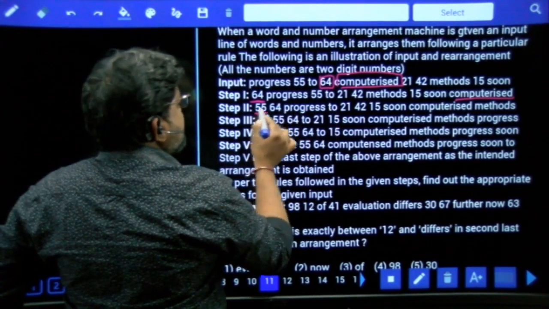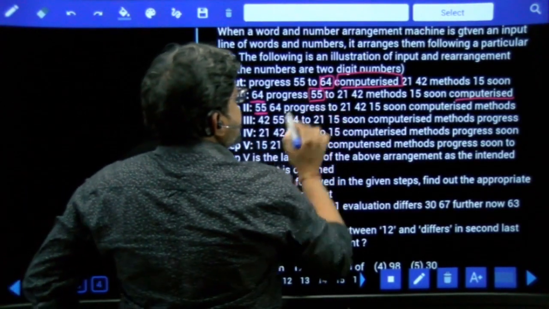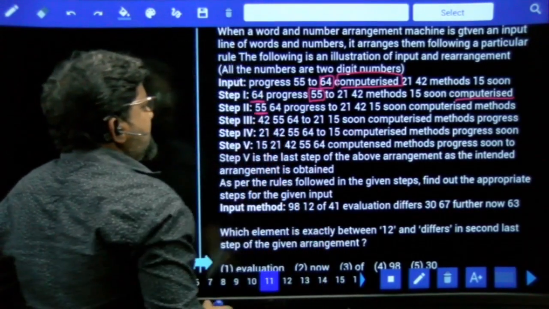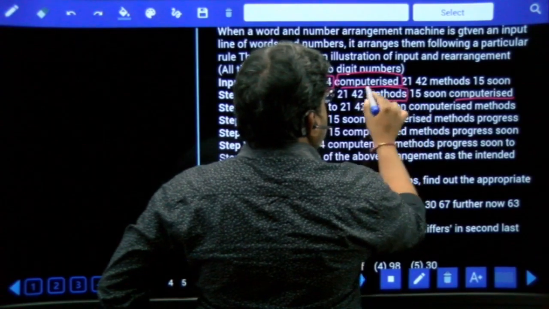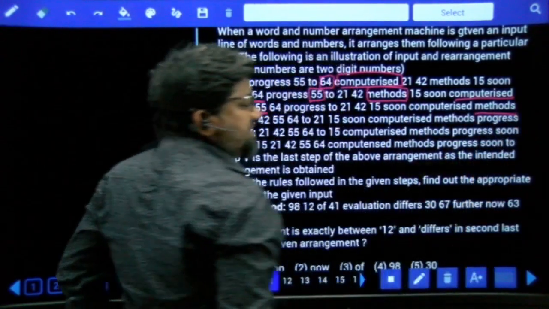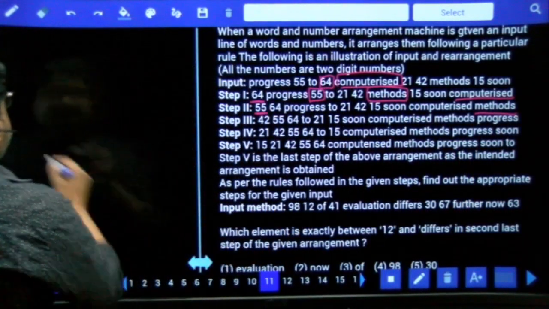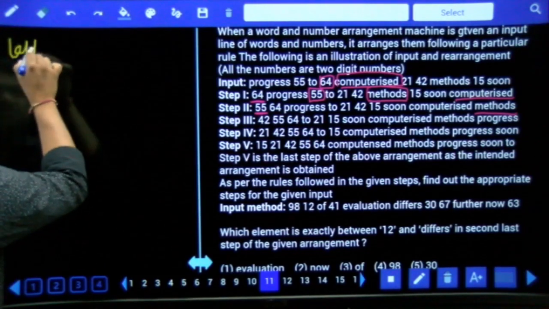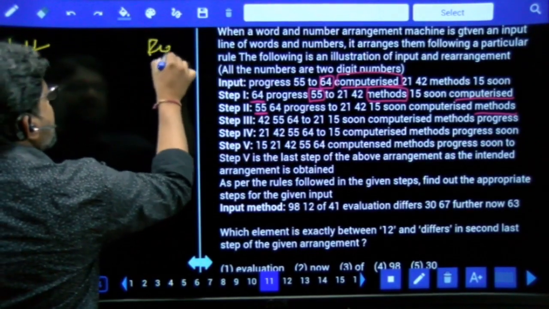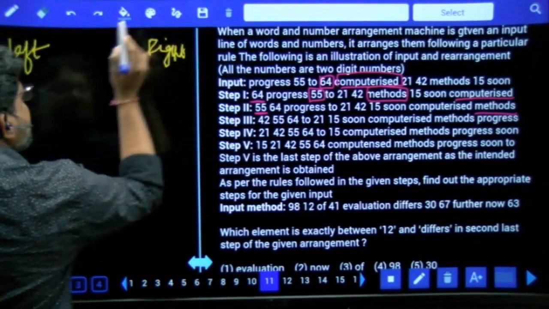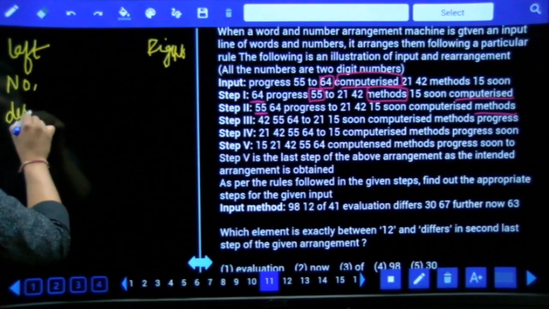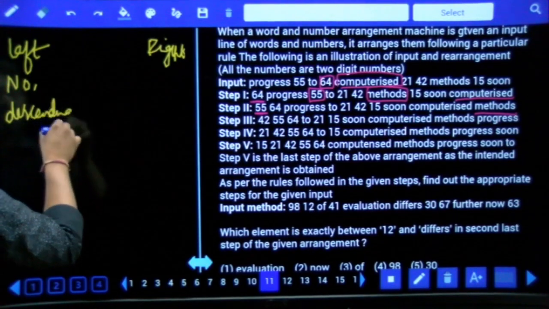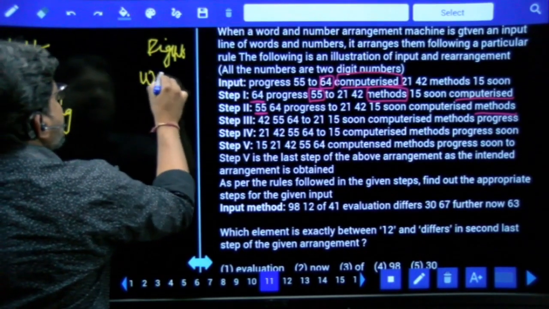55. So this is 55 here. So the second position, second highest is 55. C, D, E, F, G, H, I, J, K, L, M. So every time the changes are taking place only in the left and in the right corner. This is clear. On the left, they are shifting numbers, but in which order? Descending. On the right, they are adding a word.